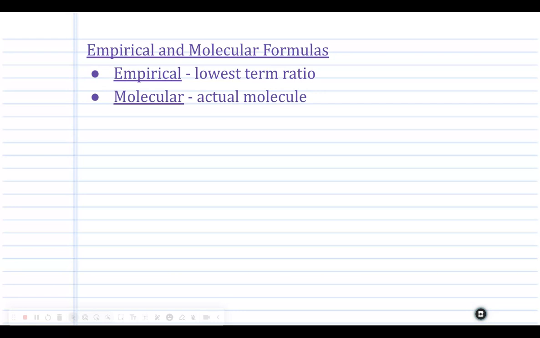All right, so an empirical formula is the lowest term ratio, so all of the subscripts are in their lowest terms. All ionic compounds are empirical formulas. A molecular formula is what's in the actual molecule. So for a lot of ionic compounds, their molecular and empirical formulas are the exact same. There are a lot of covalent compounds, however, whose molecular formula is different than their empirical formula.